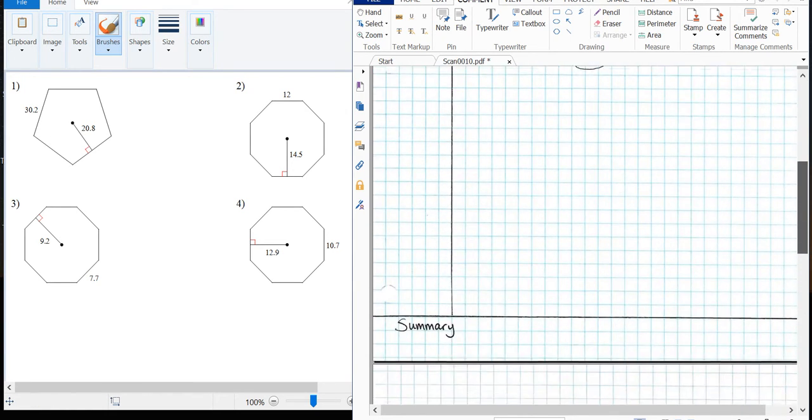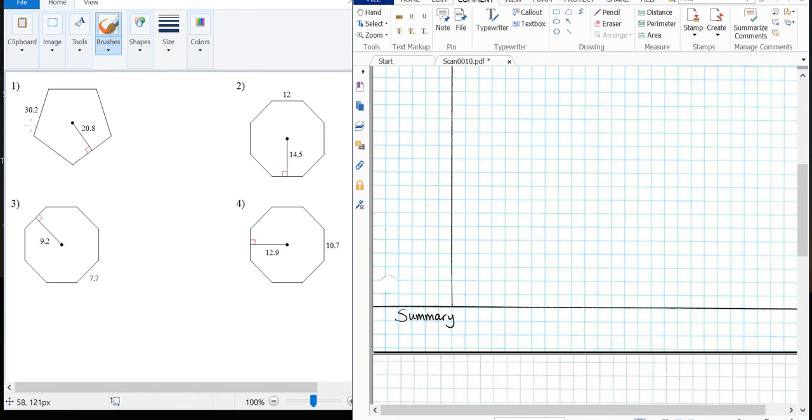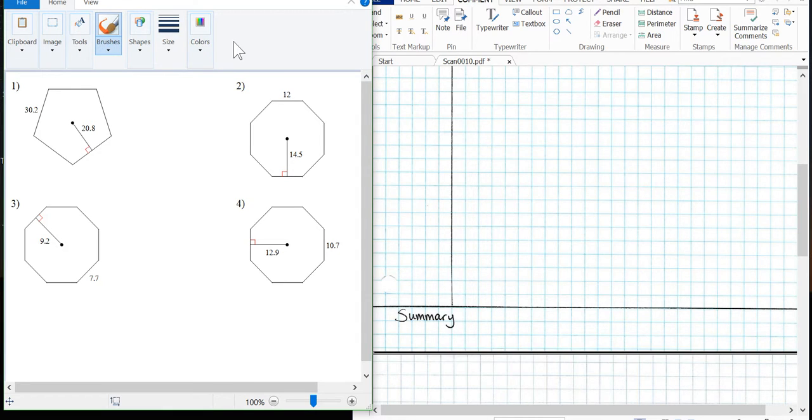So just take a look over here at problem number 1. We have example number 1, and it is a regular pentagon, so it has 5 sides. We've got 1, 2, 3, 4, 5 sides that are all congruent, and the side length is labeled 30.2 units, and then the apothem starts at the center and goes perpendicularly to the side, and its measure is 20.8 units.